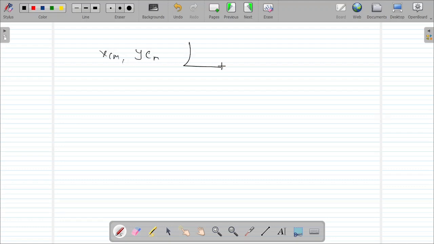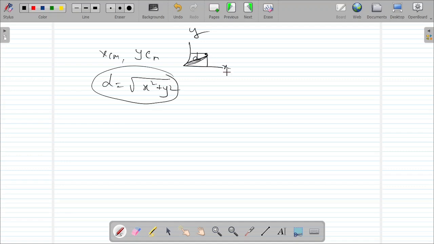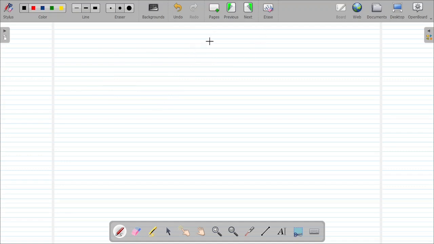Let's consider the x axis and y axis. Suppose the point is here, this is the distance. That distance I don't know, but this is y center of mass, and this is x center of mass. So how can we find this distance? The distance equals root over x square plus y square. Like this we can find the distance also. Okay, right. Now we'll see the problems.